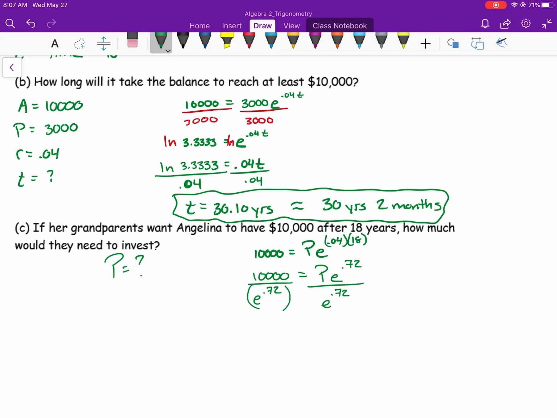Alright, so I put everything in parentheses if you're using calculators or whatever calculating devices you're using. So 10,000 divided by e to the 0.72 is equal to 4,867. Sorry if you heard my belly rumbling. I haven't had breakfast yet. So they'd need to initially put in $4,867 to have 10 grand after 18 years.